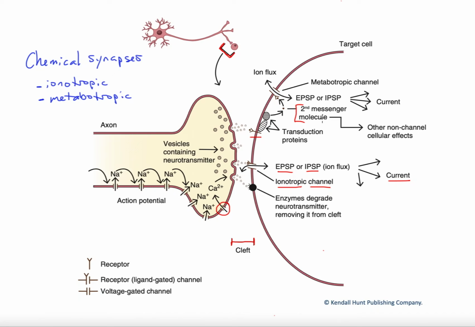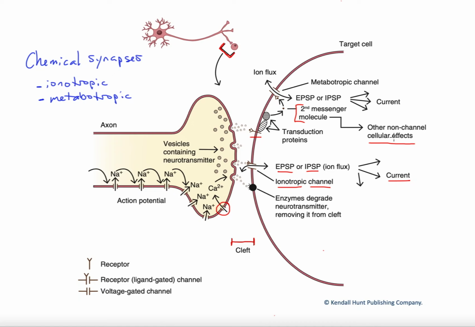Now, an alternative, or in addition even, effect of this second messenger molecule is that it can cause other non-channel cellular effects. It can change the metabolism, the functioning of this target cell in ways other than simply altering its membrane voltage.